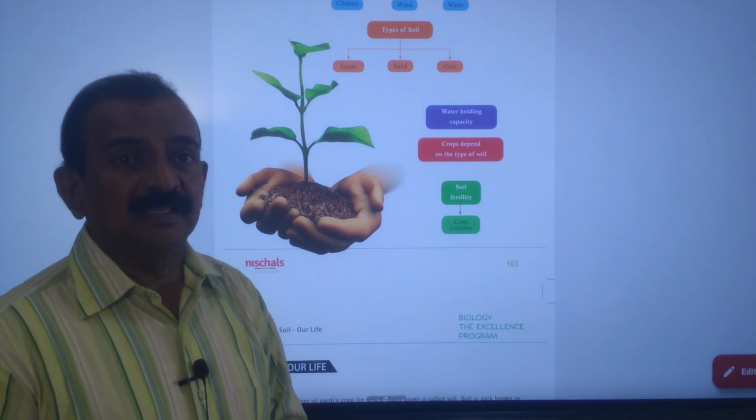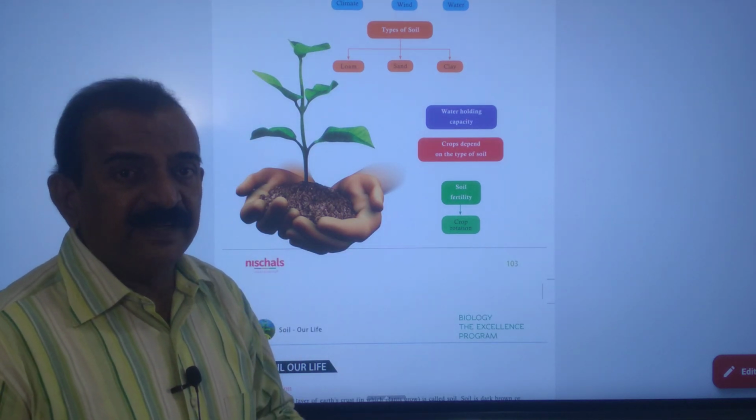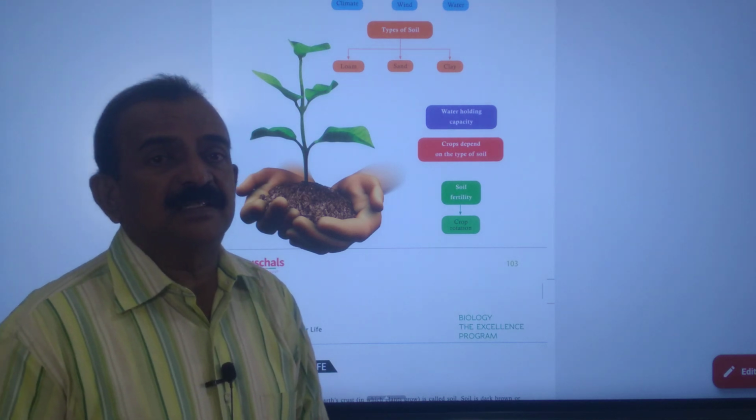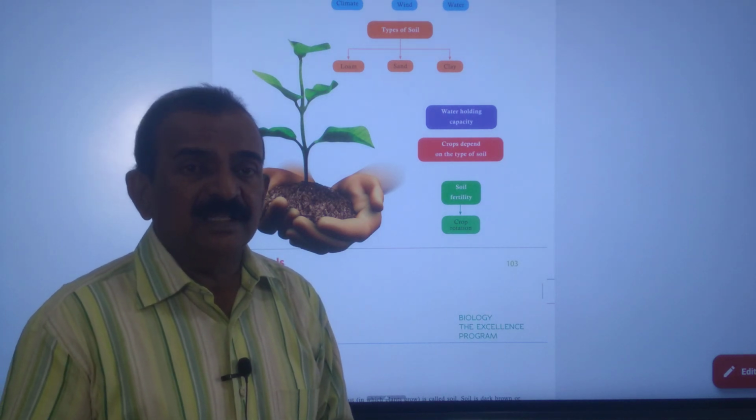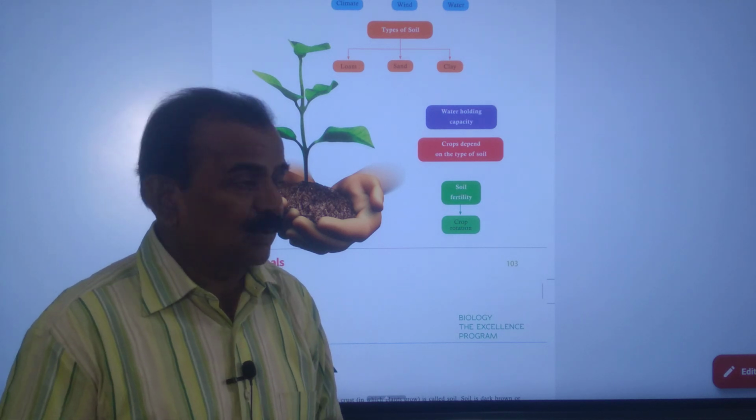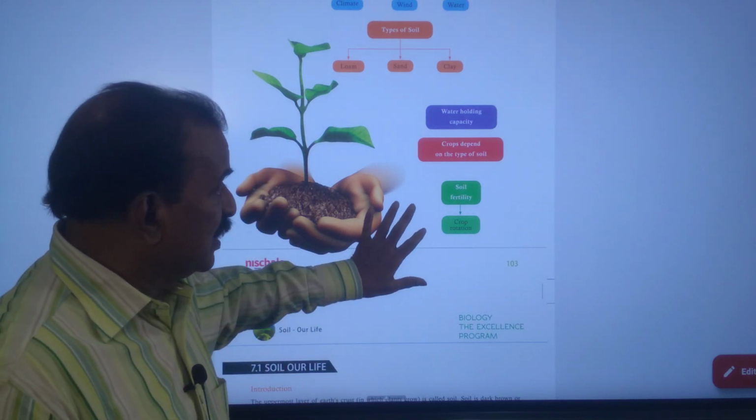So again you see soil fertility. So here soil is rich with nutrients. So we are eating food. In the same way, plants also need what? Some nutrients, and these nutrients are necessary for plant growth, and that we are going to learn in this chapter.